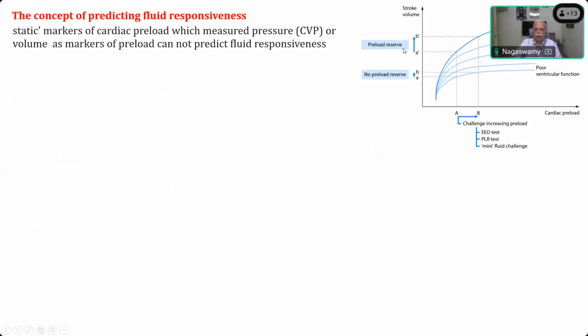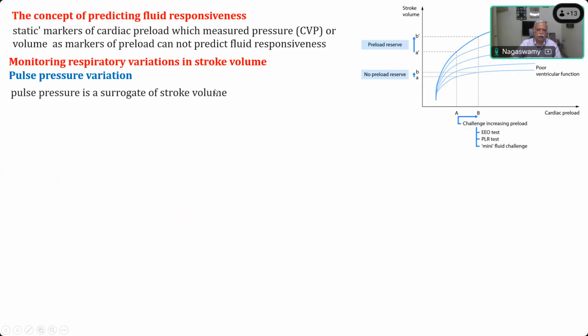So for a normal response, the heart should have an adequate preload reserve so that it can increase the stroke volume output when you give a fluid challenge, and that is called fluid responsiveness. So static markers of cardiac preload, which measure CVP or volume as a marker, cannot predict fluid responsiveness. That is the current concept. So you have to go for dynamic processes by monitoring respiratory variations in stroke volume, of which the first is the pulse pressure variation, which is a surrogate of stroke volume, as you rightly said.